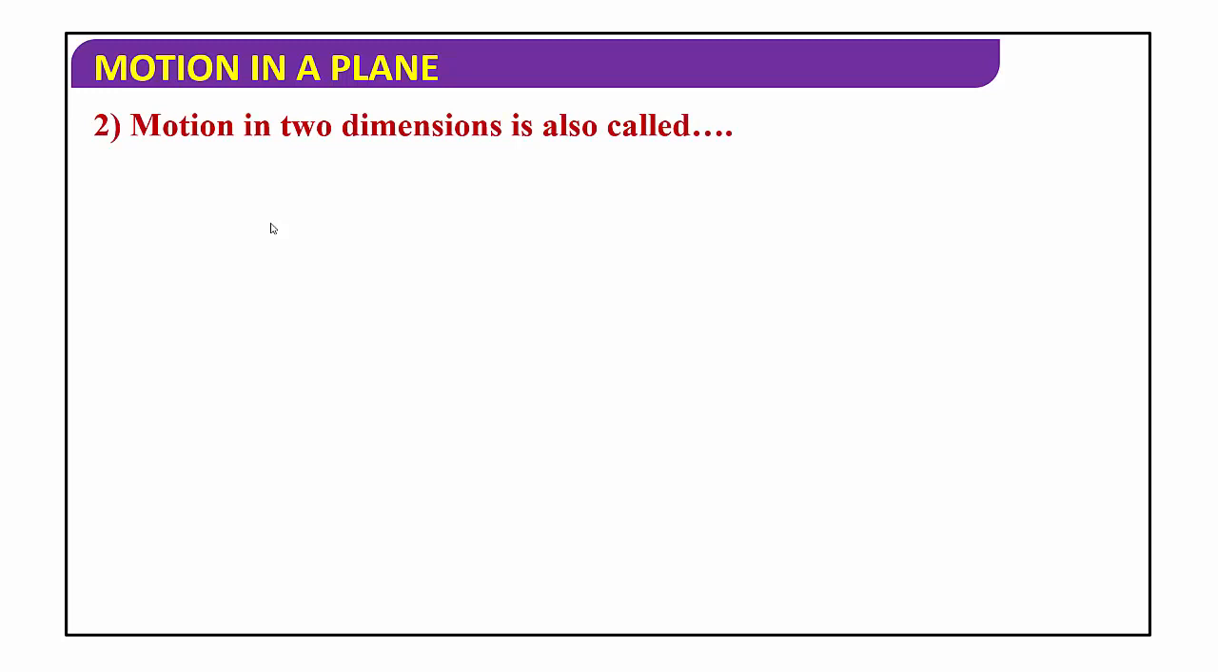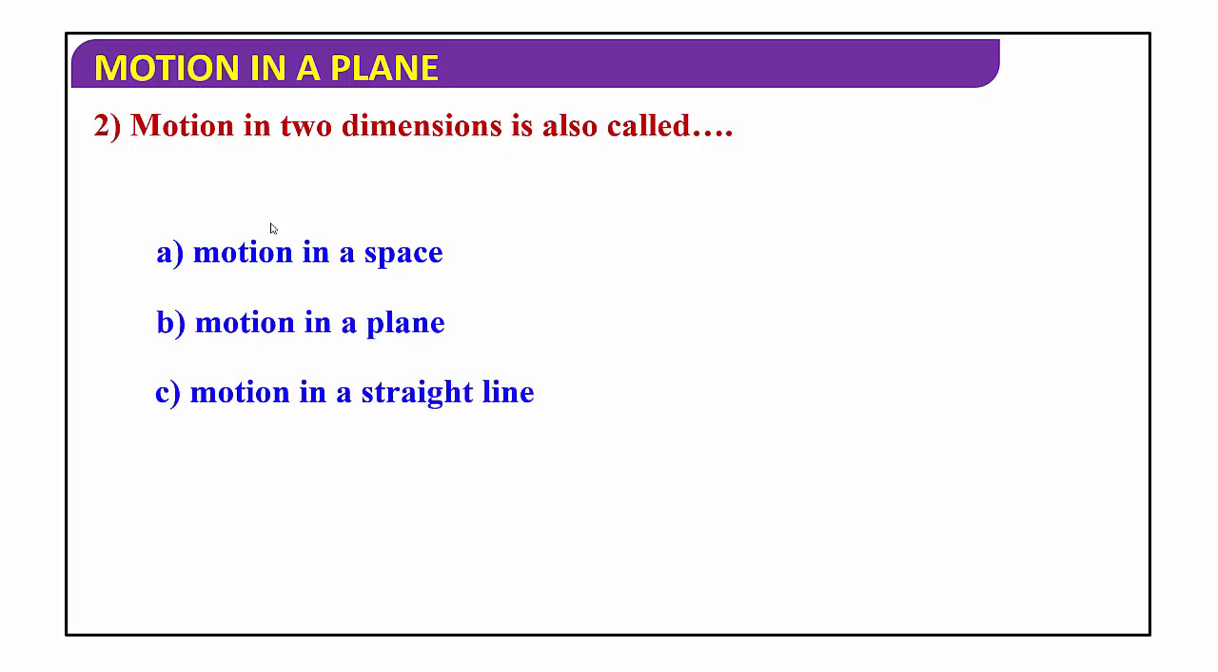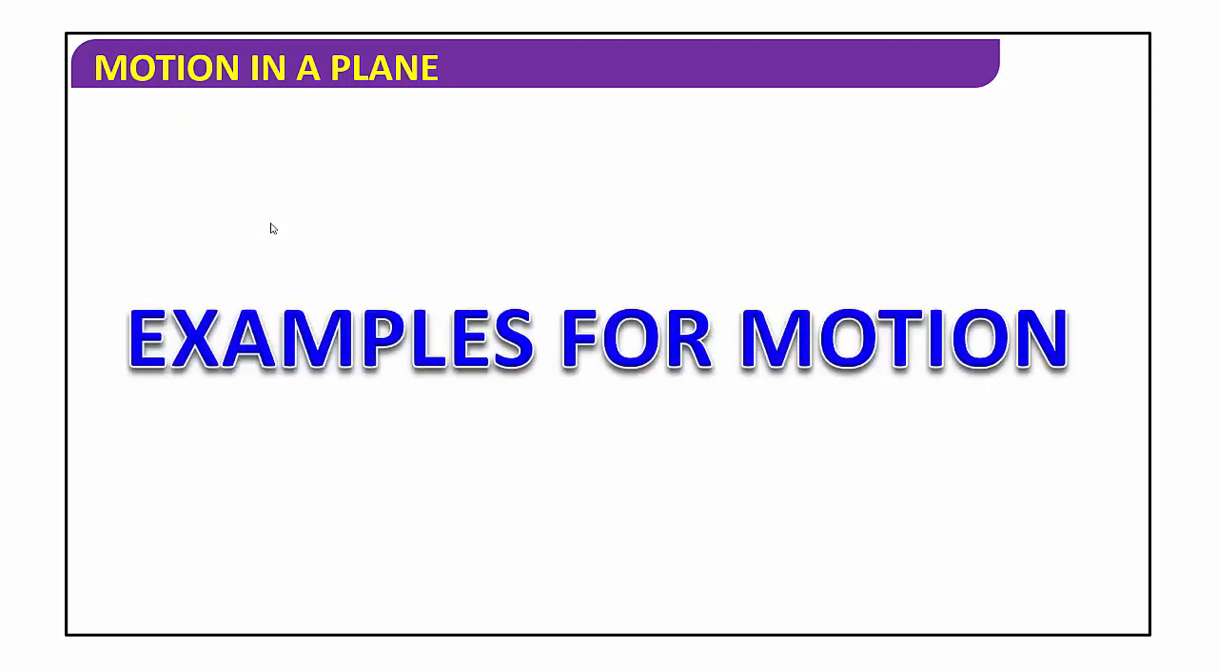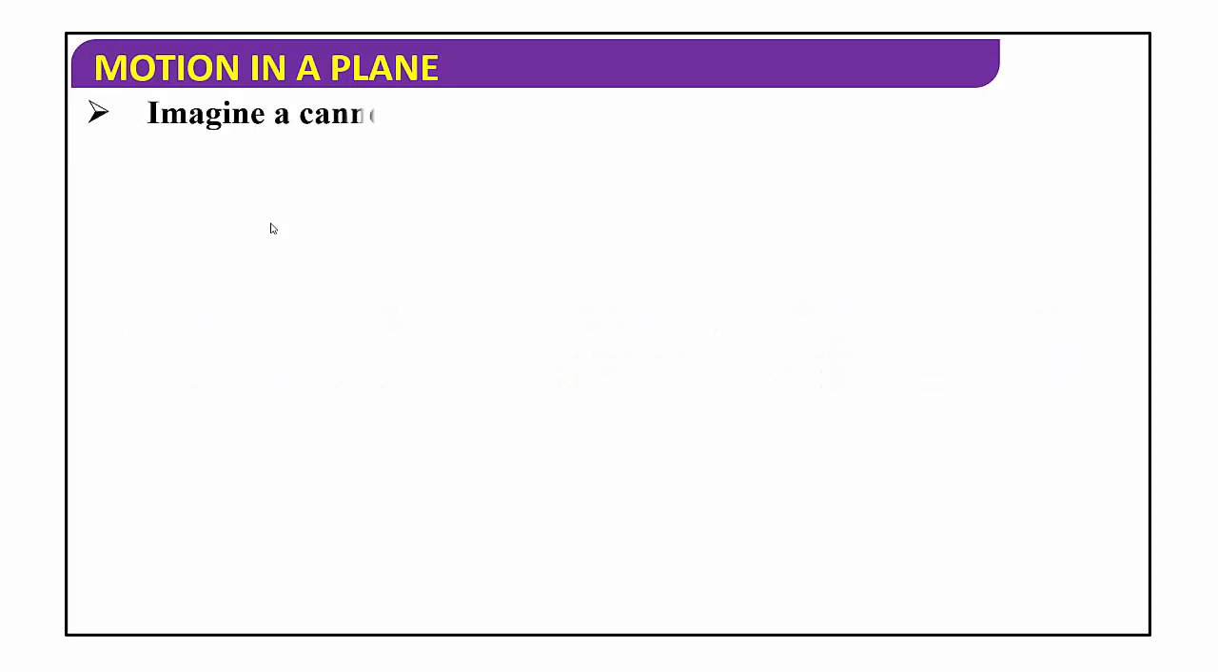Then the second question, motion in two dimensions is also called, options: motion in a space, motion in a plane, motion in a straight line, linear motion. Which is the right answer? Motion in two dimensions is also called motion in a plane. Right? Then, examples for motion you can observe.